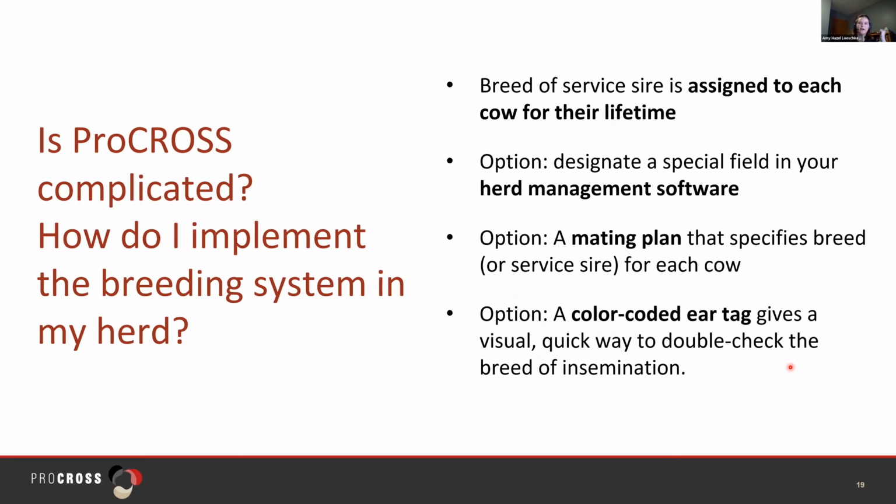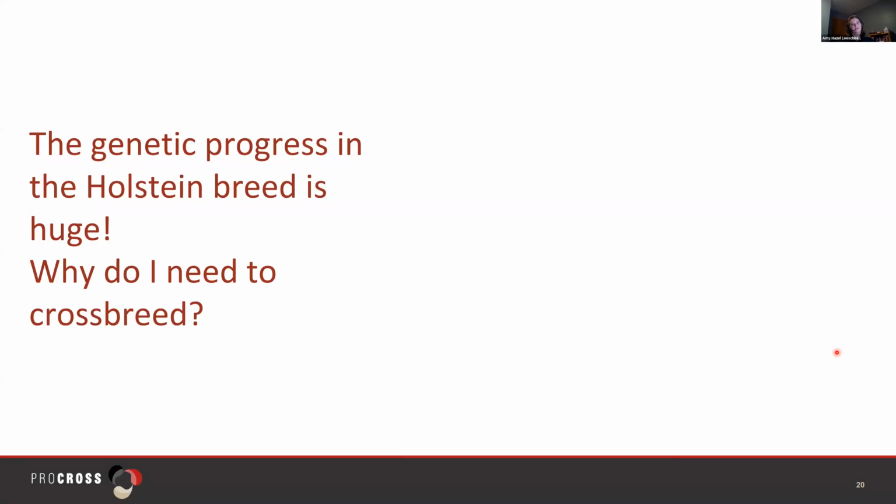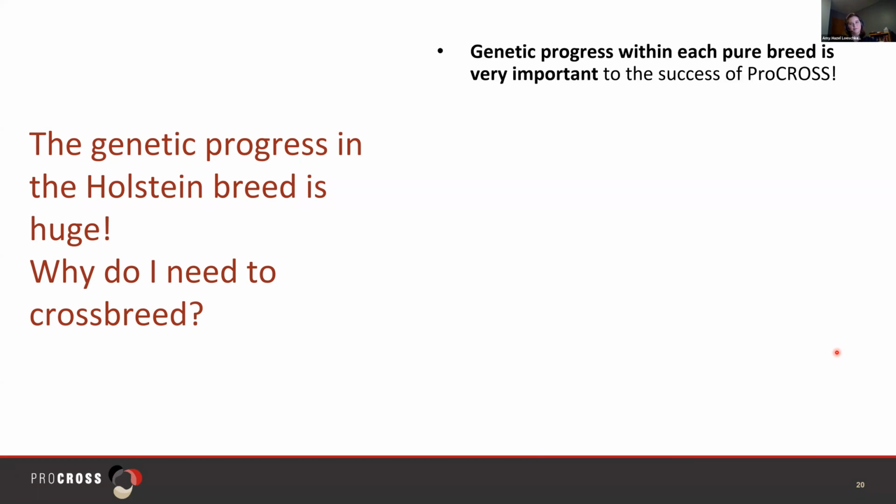And you can combine multiple of these different ideas together and use that as a way to double check to make sure you're inseminating the right breed and stay on track with that rotation. How about this one? The genetic progress in the Holstein breed is huge, which it is. I agree with that. Why do we need to crossbreed?